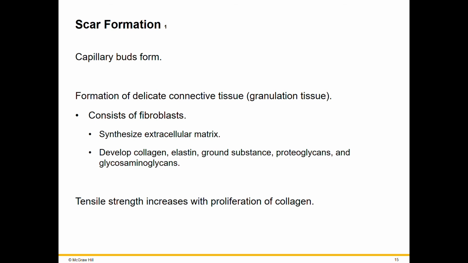Fibroblastic cells begin to synthesize an extracellular matrix that contains protein fibers of collagen and elastin, a ground substance that consists of non-fibrous proteins called proteoglycans and glycosaminoglycans, and fluid. On about the 6th or 7th day, fibroblasts also begin producing collagen fibers that are deposited in a random fashion throughout the forming scar.